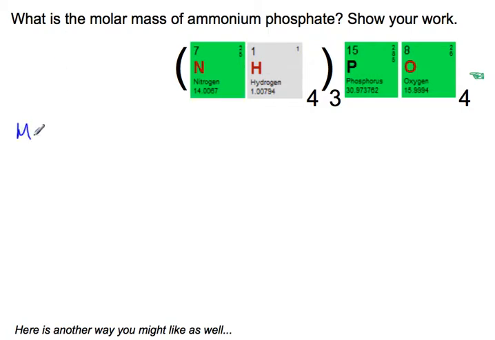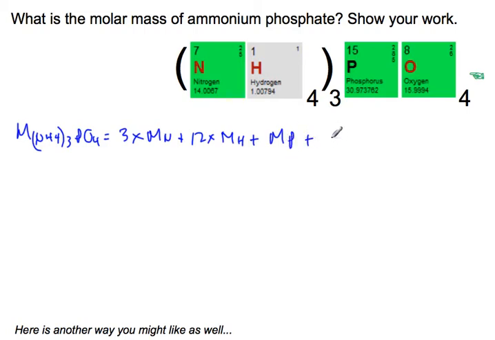So molar mass of (NH4)3PO4 equals the molar mass of nitrogen, but there are 3 of them, so it's 3 times the molar mass of nitrogen. There are actually 12 hydrogens, so it's 12 times the molar mass of hydrogen. There is only one phosphorus, so it's the molar mass of phosphorus, and there are 4 oxygens, so 4 times the molar mass of oxygen.